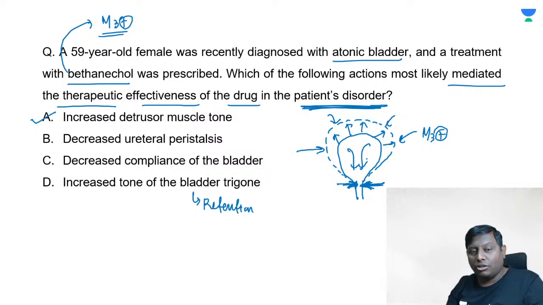Some of you have actually marked D, increased tone of bladder trigone. If it is going to increase, which is mostly seen due to alpha 1 agonists, that will be causing risk of urinary retention. Phenylephrine, epinephrine, they can always cause retention. Okay, next case.